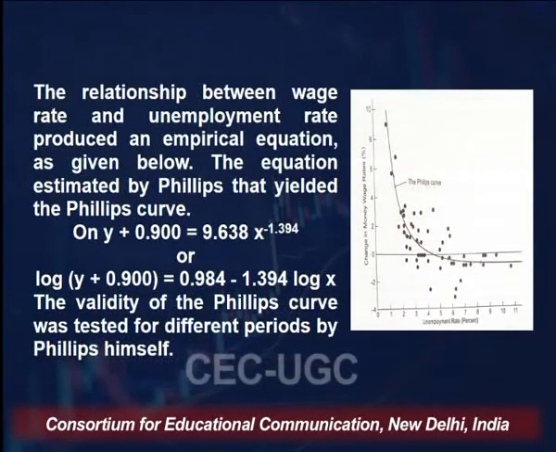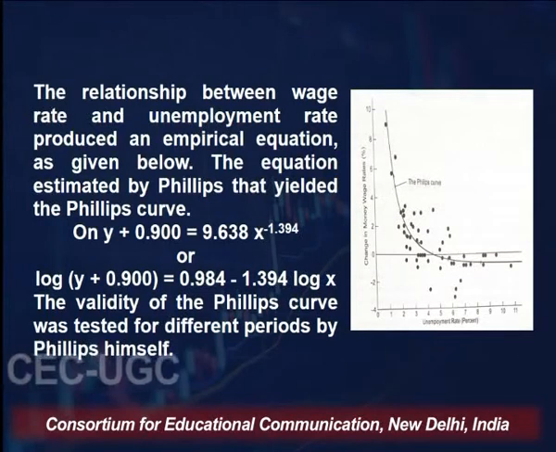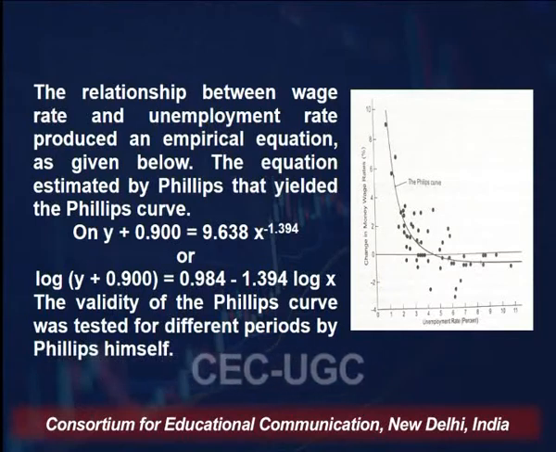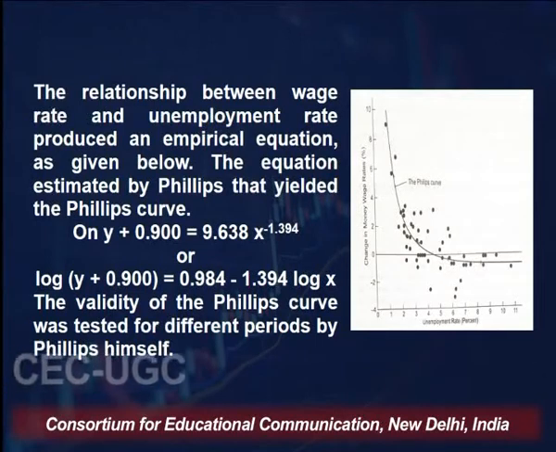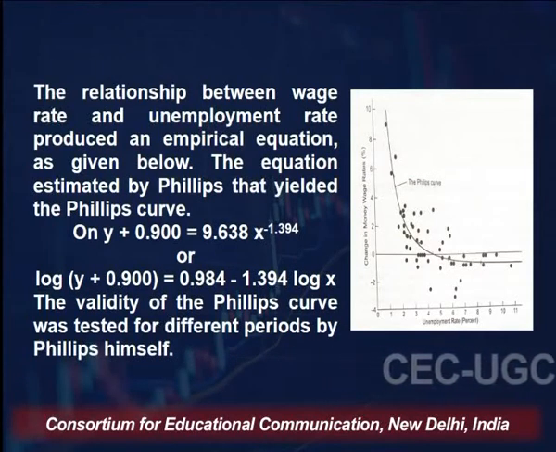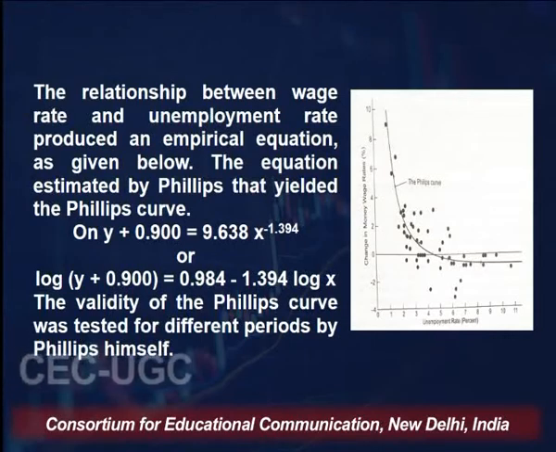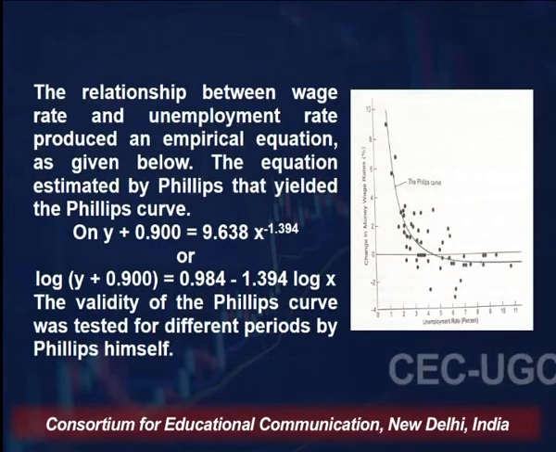The relationship between the wage rate and unemployment rate produced an empirical equation, as given below. The equation estimated by Phillips that yielded the Phillips curve is y + 0.900 = 9.638 x^(-1.394), or log(y + 0.900) = 0.984 - 1.394 log x.